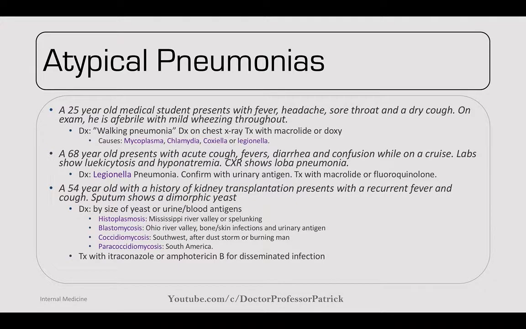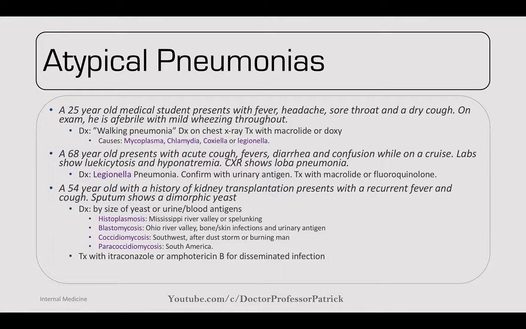presents with recurrent fever and cough. Sputum shows a dimorphic yeast. So now getting into the dimorphic yeast causes of pneumonia. So you would diagnose it by size or urine and blood antigens. So histoplasmosis, geography-wise, it's in the Mississippi River Valley, or anybody who goes on spelunking trips. Next up, blastomycosis is in the Ohio River Valley, so slightly north.